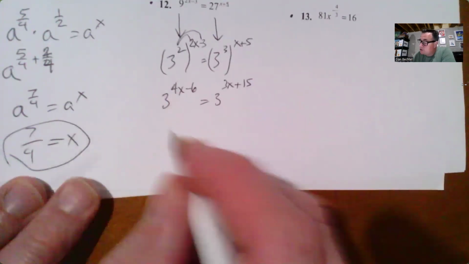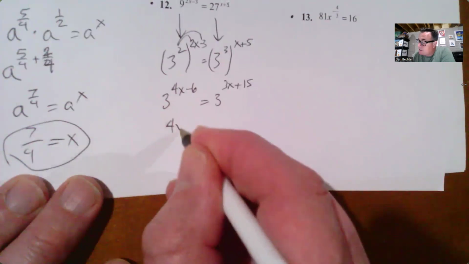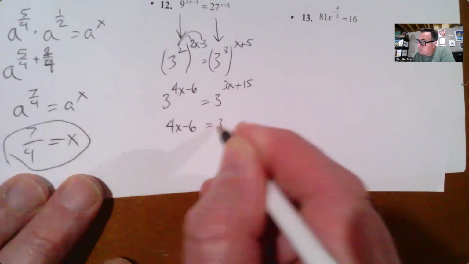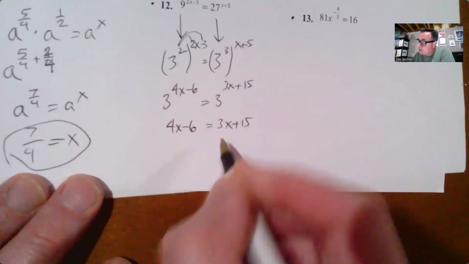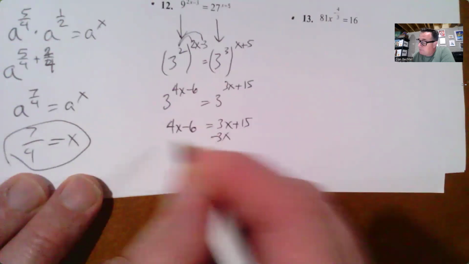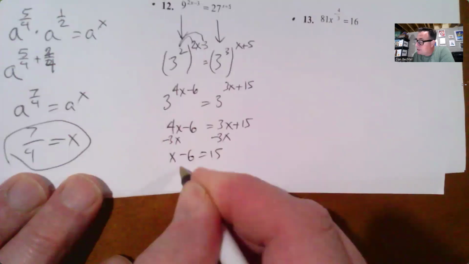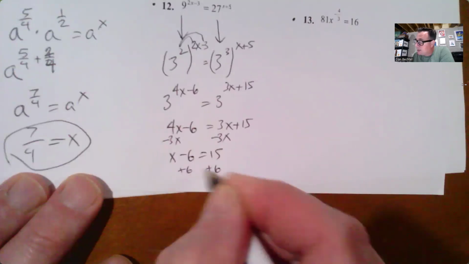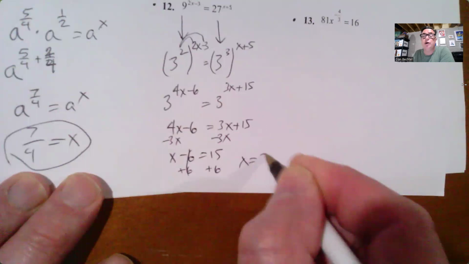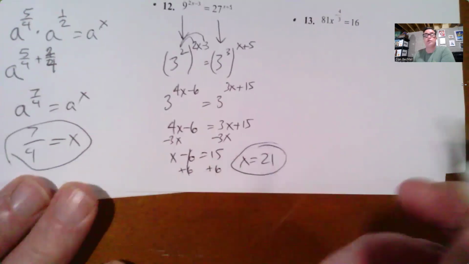Now they have the same base of 3, so I will drop those bases and write just the exponents equal to each other. And then I'm going to get rid of the x from this side. Well, x minus 6 equals 15. I'm going to add 6 to both sides to get that x is equal to 21. And that gives us our answer.